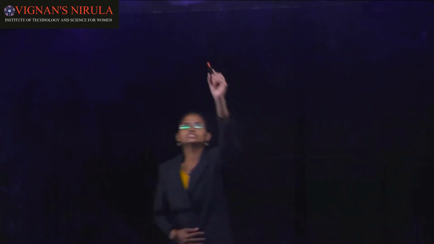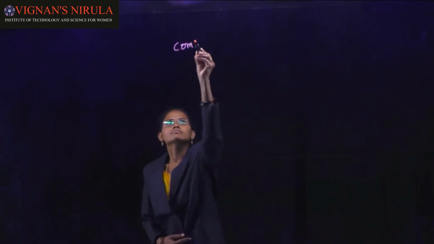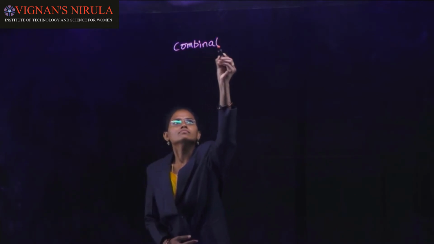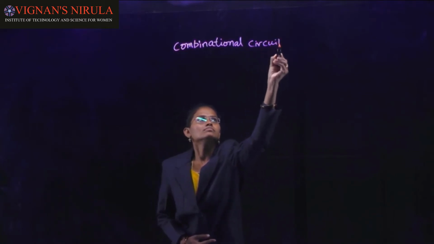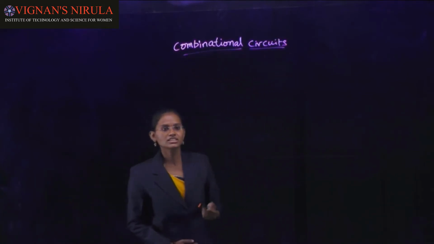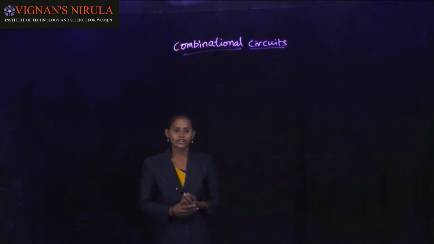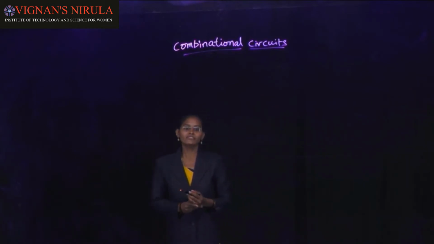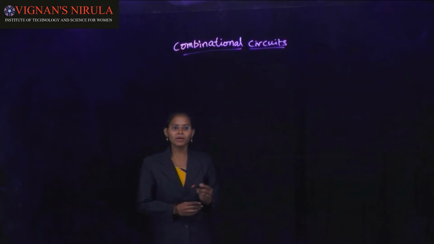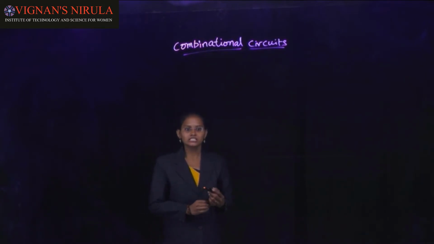Combinational circuits. What are combinational circuits? In a combinational circuit, there are n input variables and it produces m output variables. It does not use any memory element. In this, the outputs depend on the present inputs.